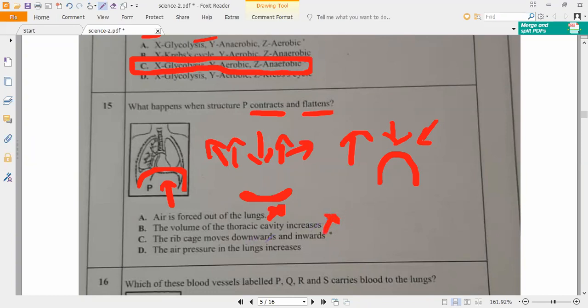Next, the rib cage moves downwards and inwards. The air pressure in the lungs increases. No, air pressure will decrease by that time. So now, what is the correct answer? The rib cage moves downwards and inwards.